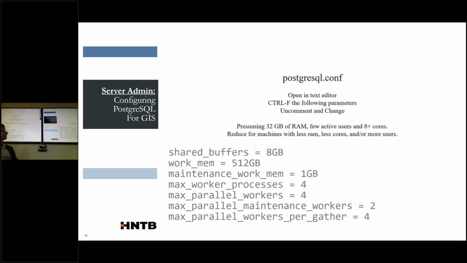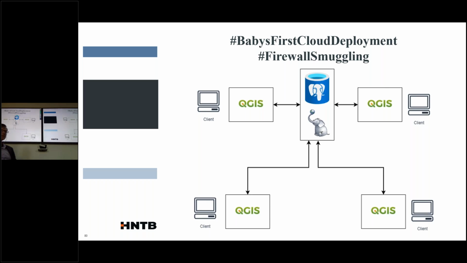How do we go faster? Well, we go back to postgres.conf. We're going to go look for these things in the file. You want to upgrade them. This will make sure that Postgres starts using more cores and more memory to do spatial computation.